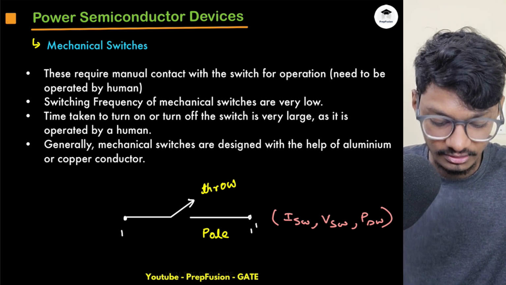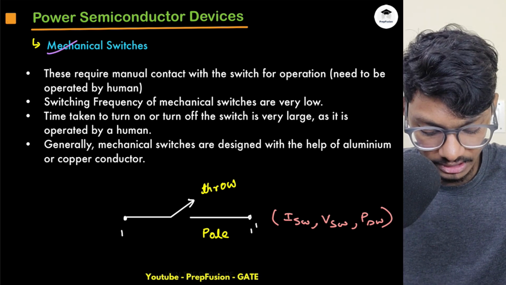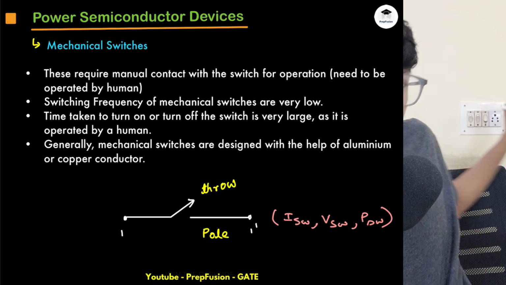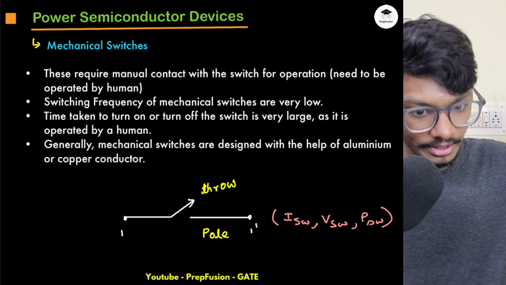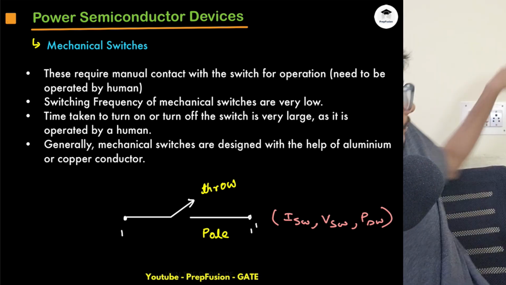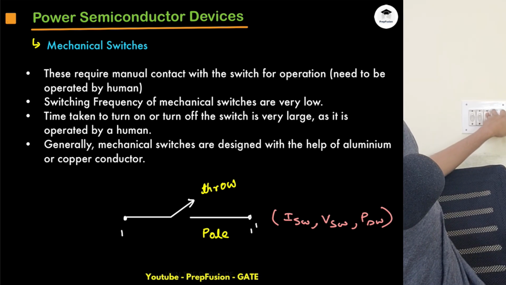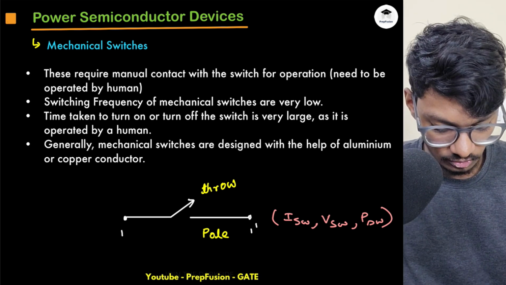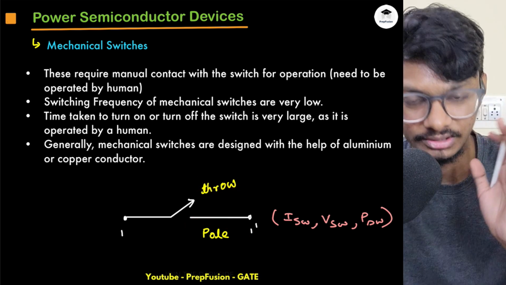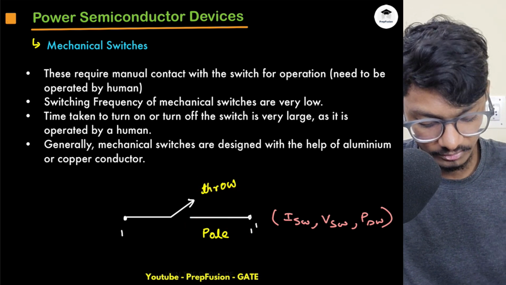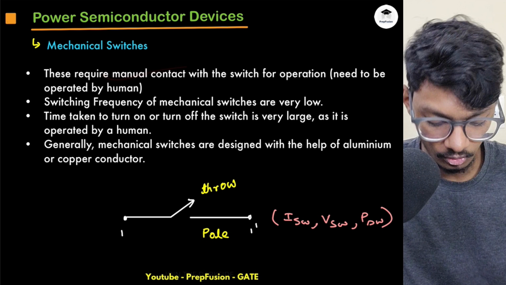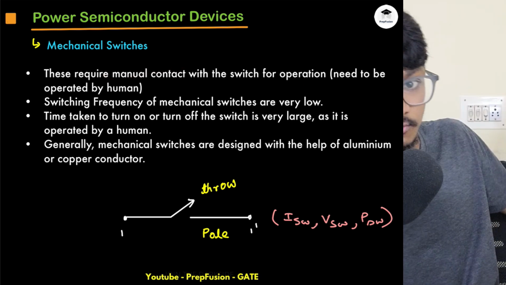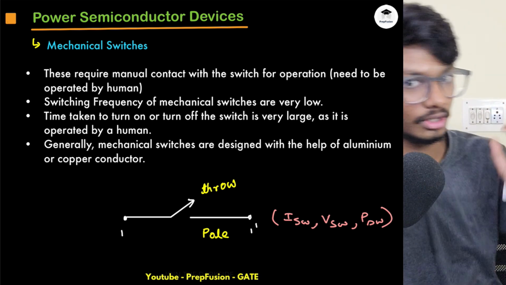First of all, what is a mechanical switch? If you know, in your home, this is a mechanical switch. It can either turn on or off: if I push this it will be on, and if I press it up, it will be off. This is known as pole and throw, but you don't have to care about the name. Mainly, you have to care that there is a mechanical contact, and a person is needed to operate it. It won't turn on and off automatically.